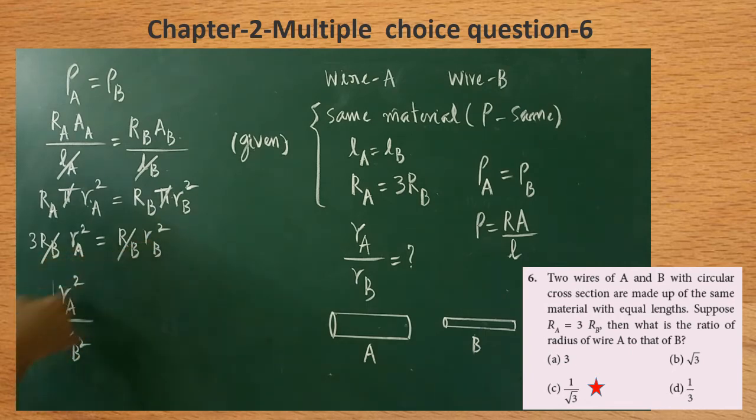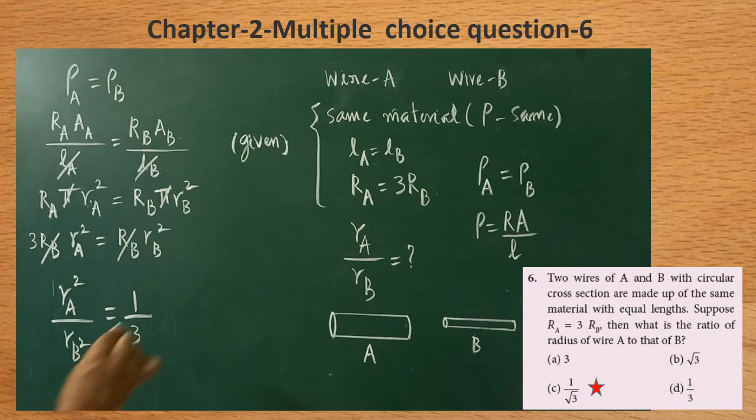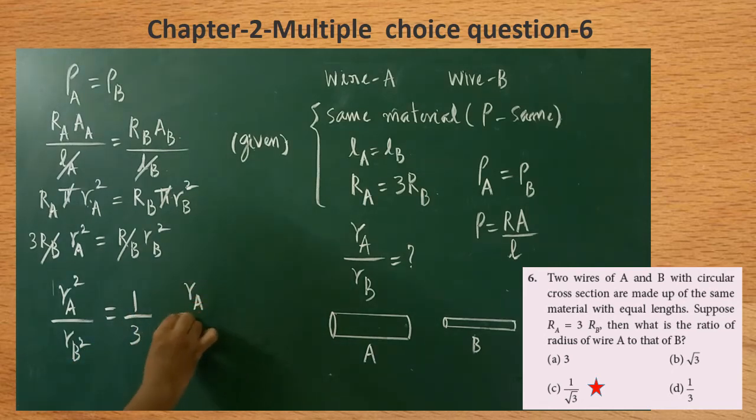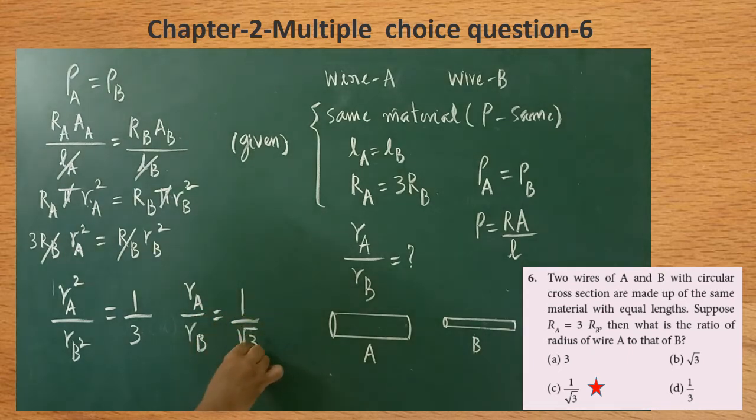Cross multiply this. This one becomes 1 by 3. What is required? RA divided by RB is required. Understood? So in the next step we can write it as RA divided by RB. Take square root on both sides. You will get 1 by root 3. That is the answer. Are you clear?